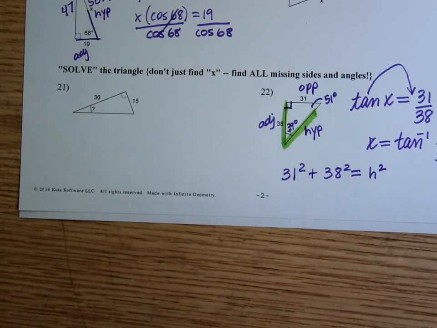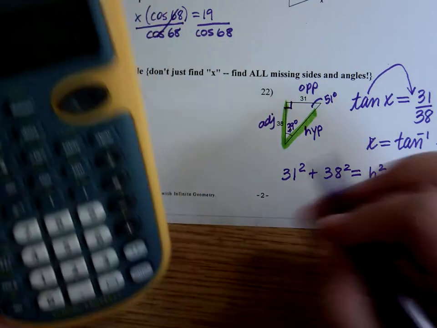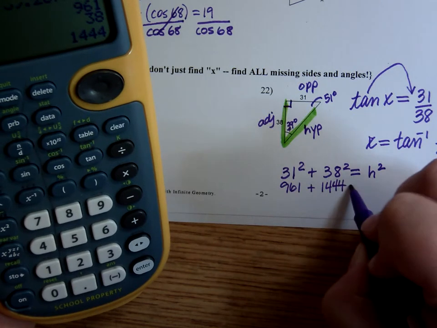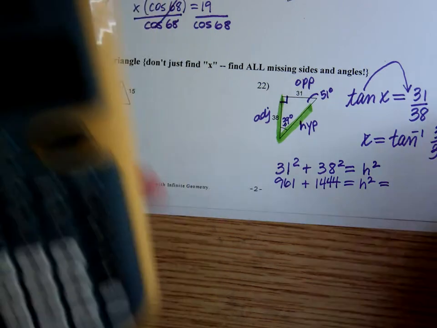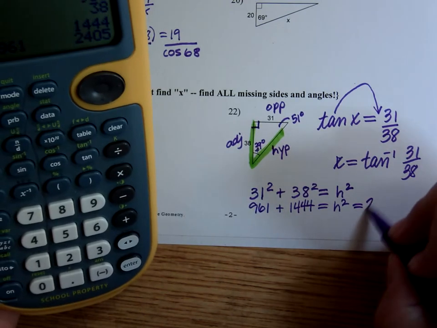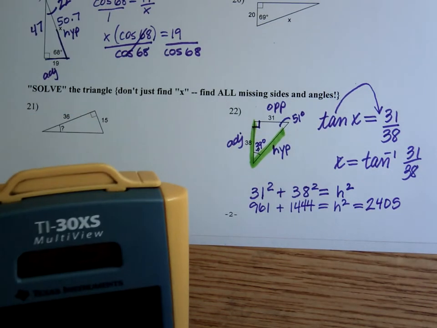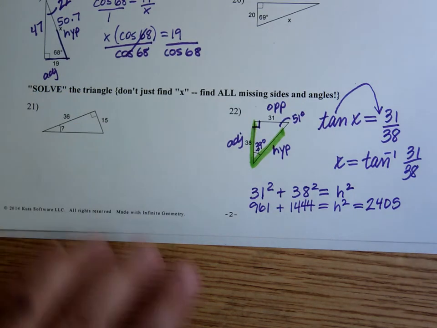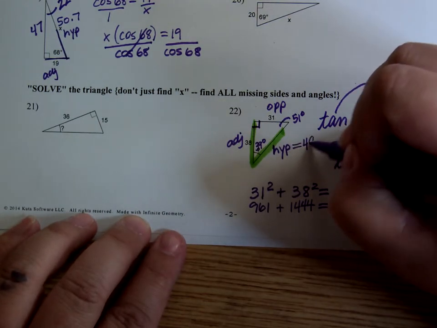So 31 squared is 961. 961 plus, this is 1,444. And when you add those together, you get 2405. Remember, the last thing you always do in the Pythagorean theorem is take the square root. So square root of 2405, and I get 49.04. So 49 is my missing side length, and that's the hypotenuse.